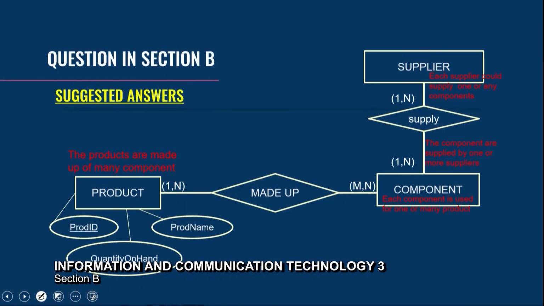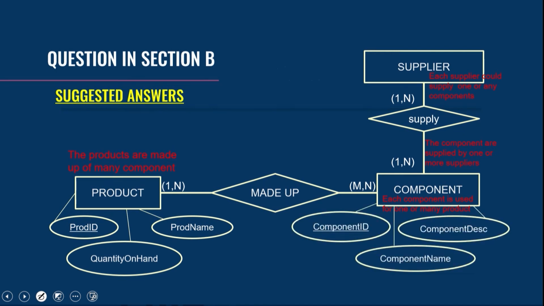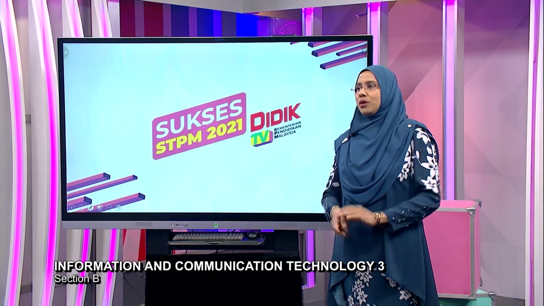And then finally, only then you write the attributes so that it won't be messy. So this is the suggested answer. For attributes, you put 3 or 4 attributes, enough. If you put a lot, it will be messy. So that's all I could share with you.